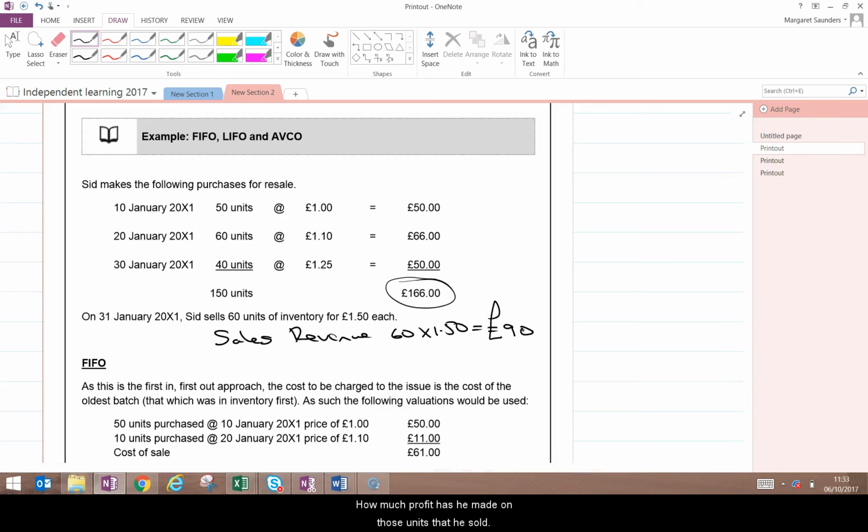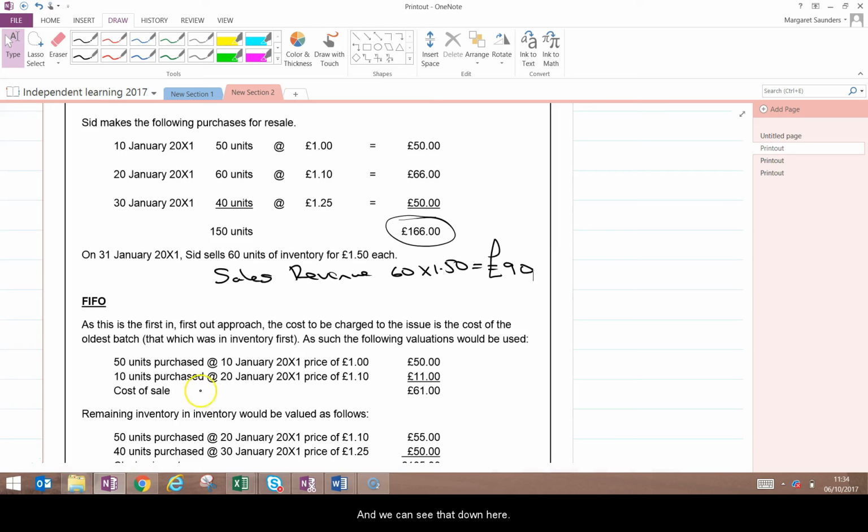But how much profit has he made on those units that he sold? Well, that depends upon the cost of those units. So we need to determine which units did he sell. So those 60 units, if we are to use FIFO, first in, first out, then we would say that those 60 units sold by Sid consist of the 50 units that he paid £1 for, because those were the first ones he received, and then 10 from his second delivery that he paid £1.10 for.